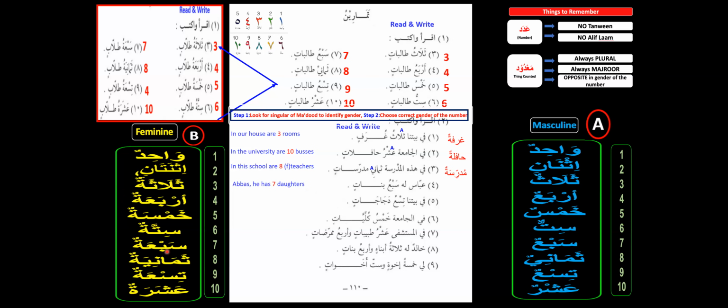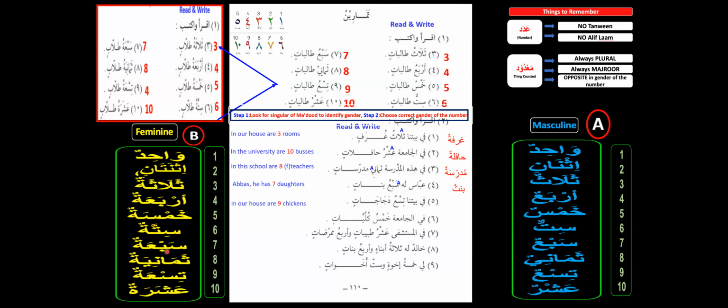Abbasun lahu sab'u banatin. Abbas has 7 daughters, right? What's the singular for banatun? Bintun. So you always think of the singular before you pick the number. Even if you think you are confident, try to think about that. Don't just jump and say, okay, this is going to be the gender of the number. Always consider what is going to be the singular of what you are counting.